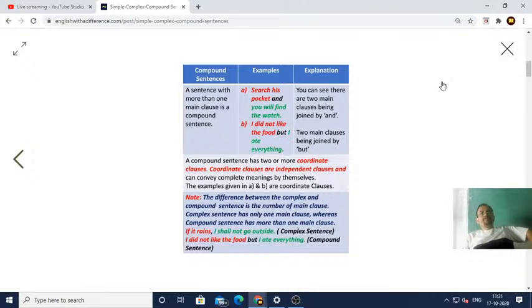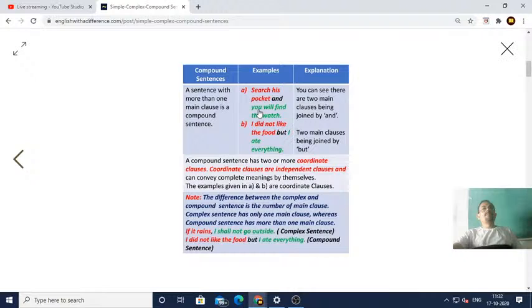Like for example, a sentence with more than one main clause is a compound sentence. So dear students, you see, "Search his pocket, and you will find the watch." So here you can see there are two independent sentences. "Search his pocket" is one independent sentence which expresses complete meaning, and another sentence, "you will find the watch." So both the sentences here, both red and green, are independent in nature. They express complete meaning.